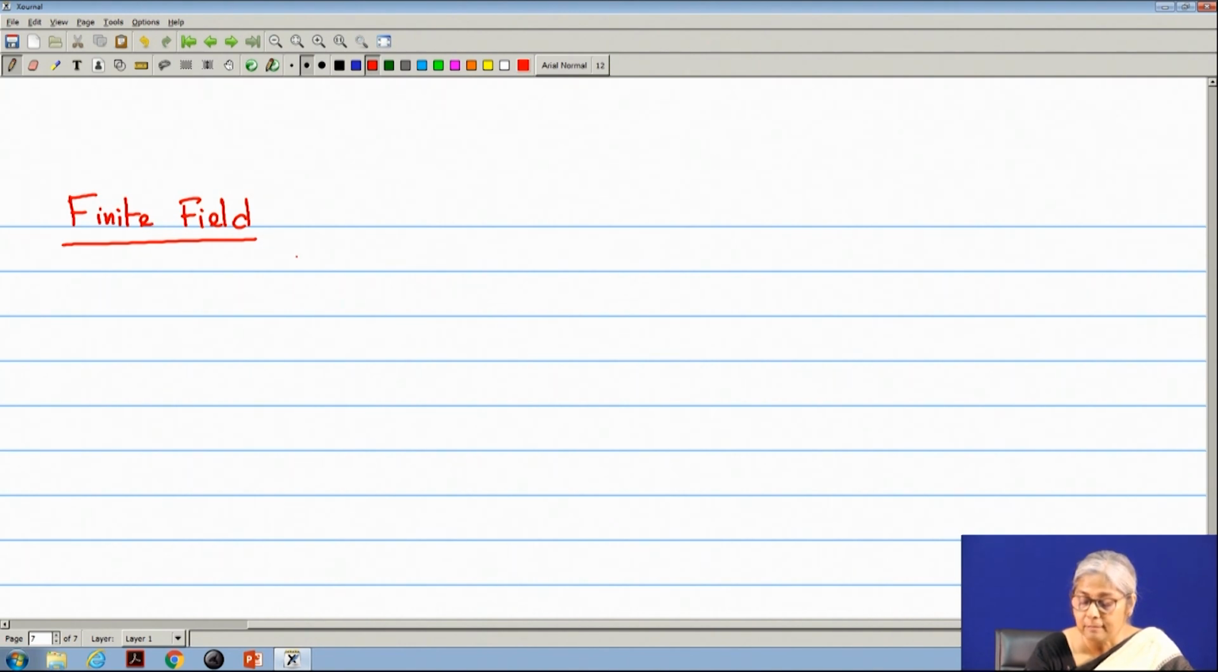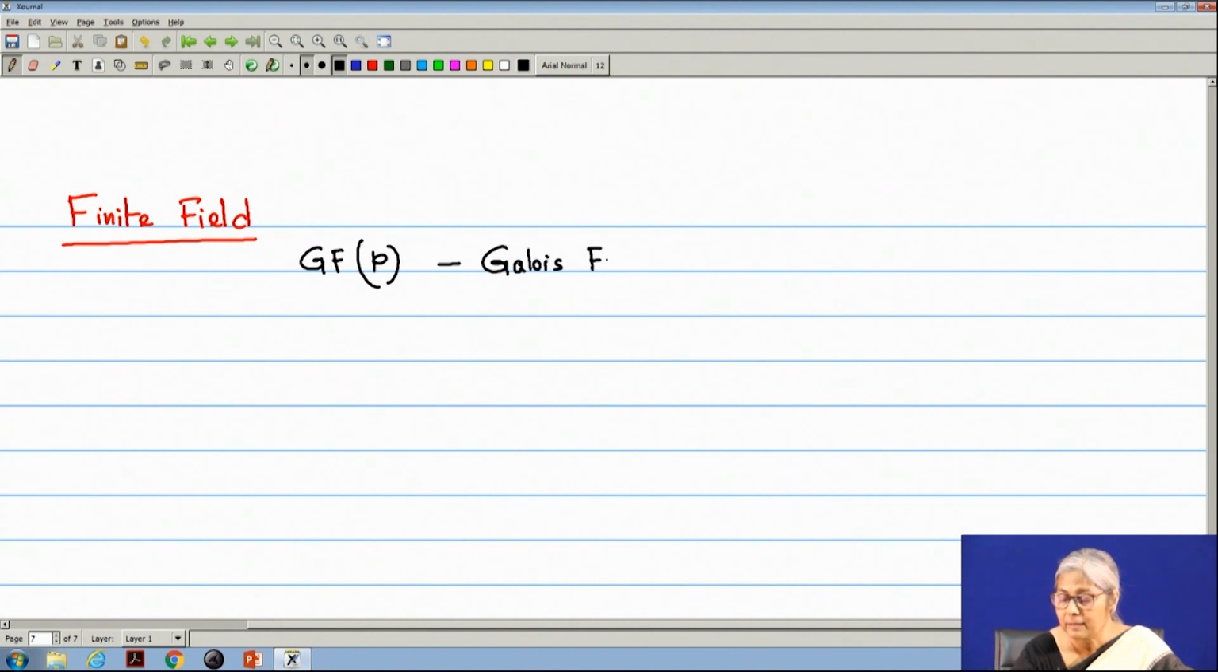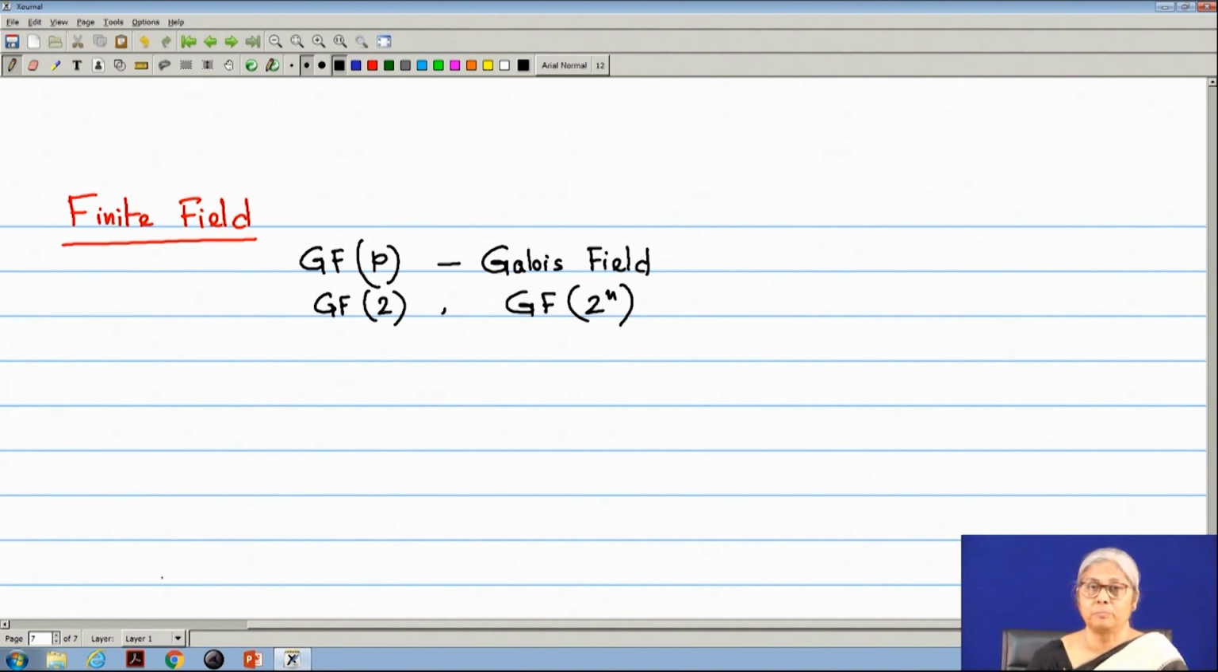Normally if we consider that it is over p, we call this a Galois field, GFP, that is Galois field of P. If P equal to 2, then normally this becomes GF2, or P to the power n, mainly we will be considering some field like GF2 to the power n.